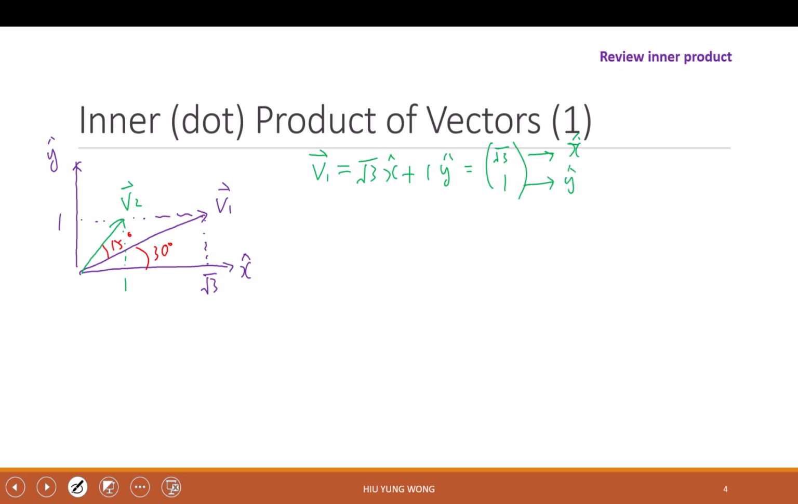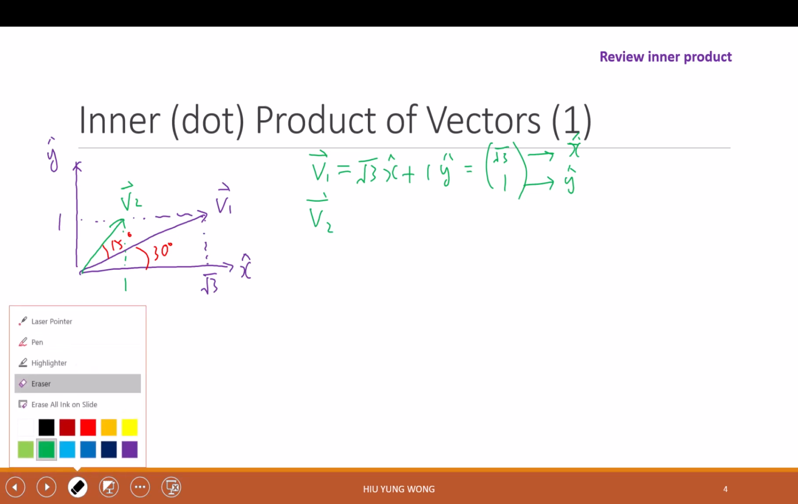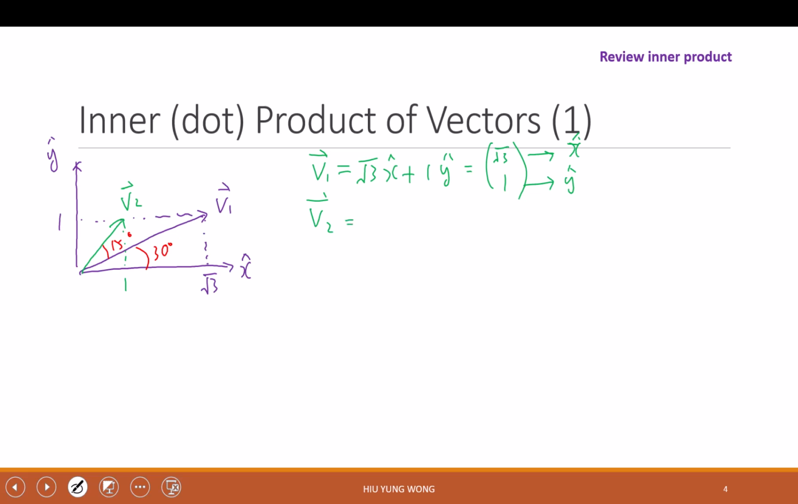Okay. So how about V2? What is this? 1, 1. Thank you. 1 X hat plus 1 Y hat. Of course, some of you will say, why do you write 1? Actually, you don't need to if you think too much. And in column form is 1, 1. Okay. Now, first go back to our knowledge in trigonometry, or we learned earlier for real vector.